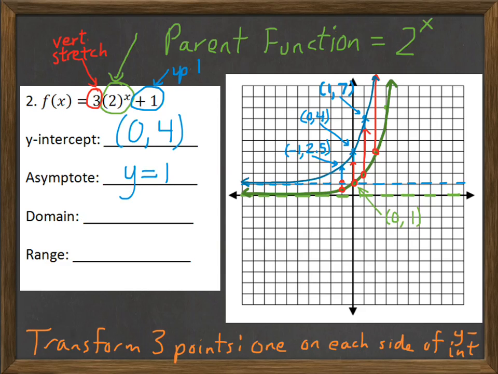Okay, lastly, let's get the domain and range. The domain, just like all exponential functions, is negative infinity to infinity. None of our transformations changed that. The range, we moved the whole function up 1, including the asymptote, so that means my range is going to be 1 to infinity. Okay, so let's graph one more.